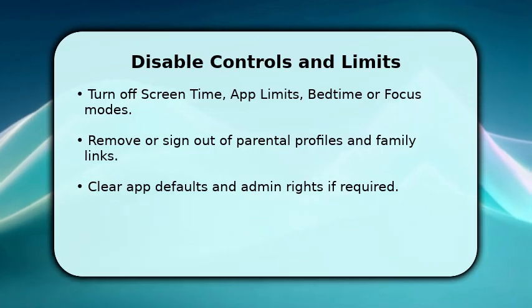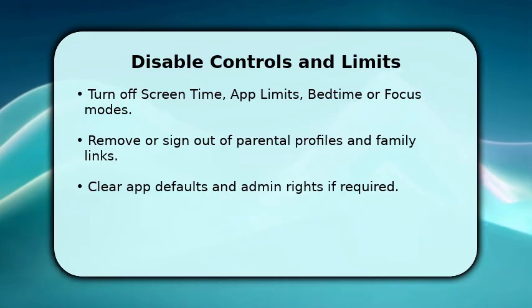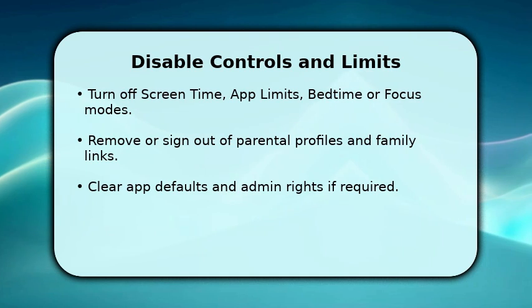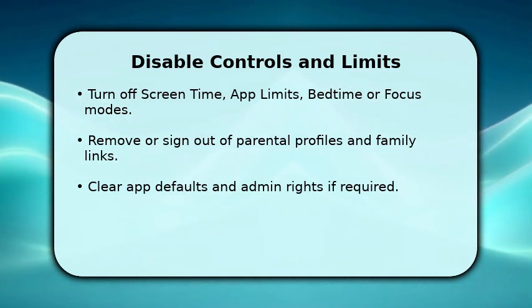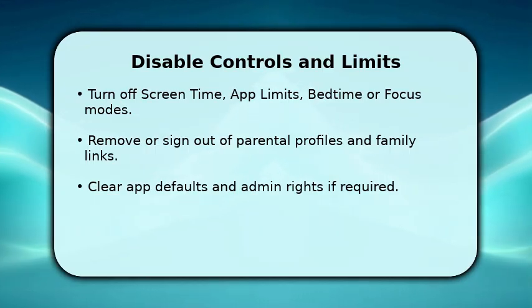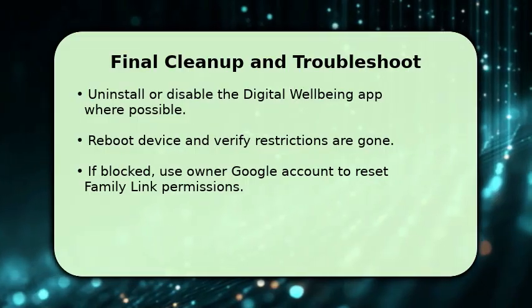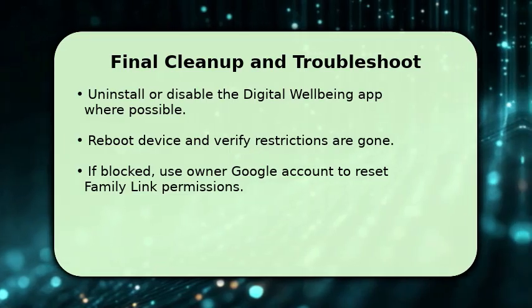For stubborn entries, go to Apps, right arrow, Special App Access and revoke device admin or usage access for Digital Wellbeing or Family Link services. You may need to force stop and clear cache for those services to allow removal to fully take effect. Finally, uninstall or disable the Digital Wellbeing or Family Link apps if the system allows. Otherwise, clear data and revoke permissions so they stop enforcing limits.